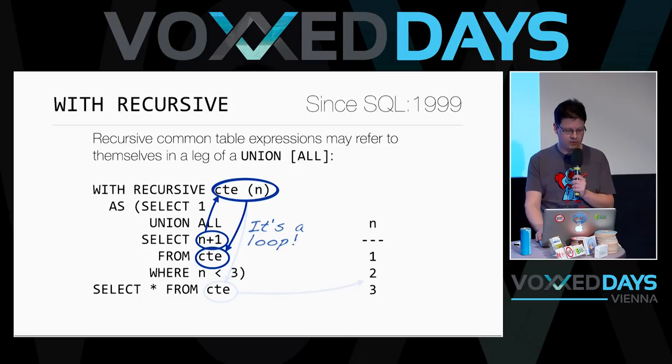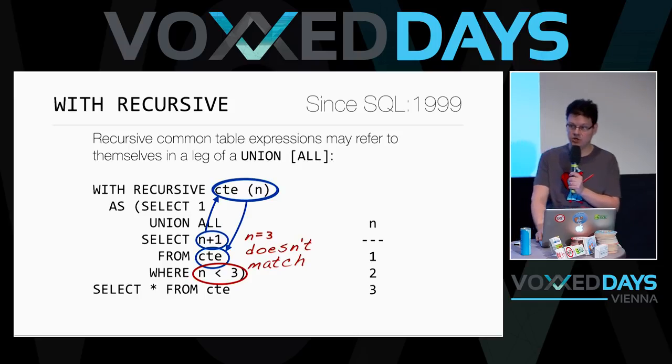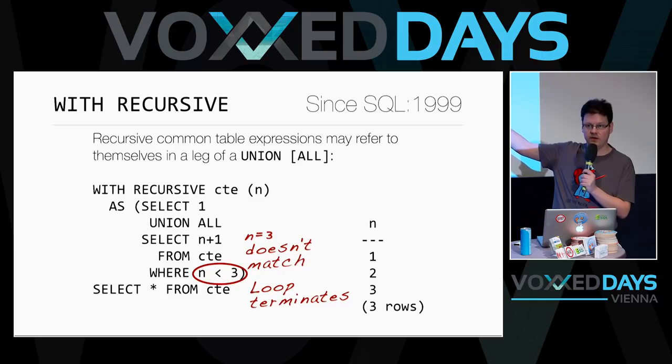So it goes through and through and through, and at some point this where clause says, okay, this doesn't match anymore. It removes that row and the machinery stops. If you forget this where clause, you will have a nice time.